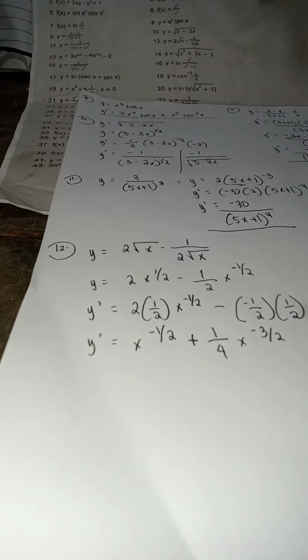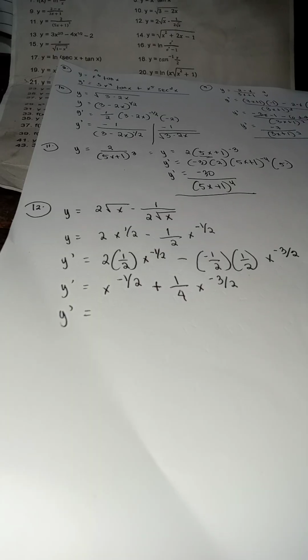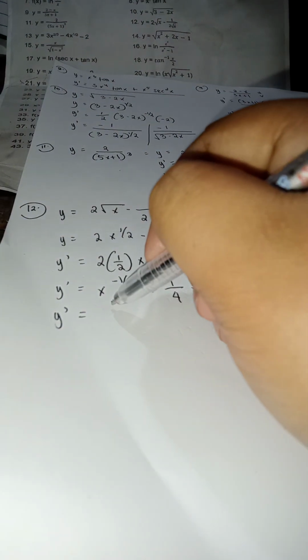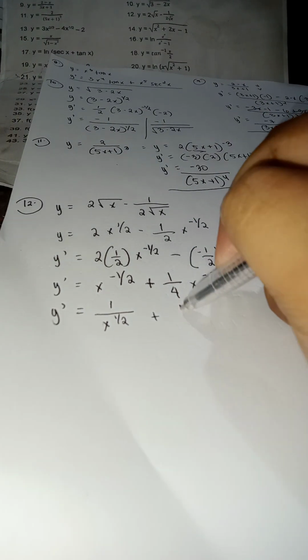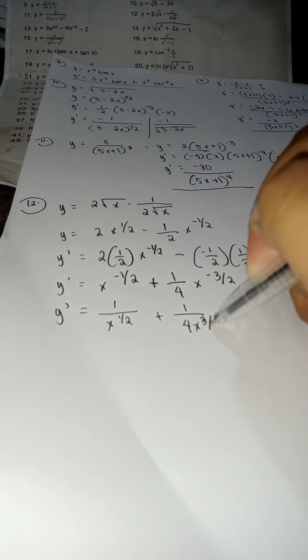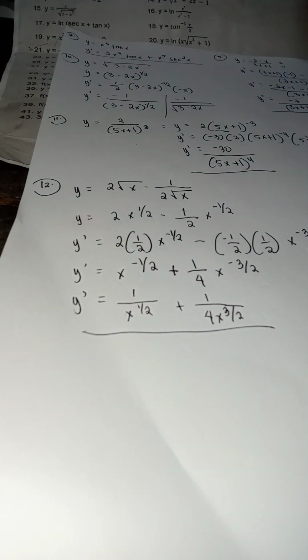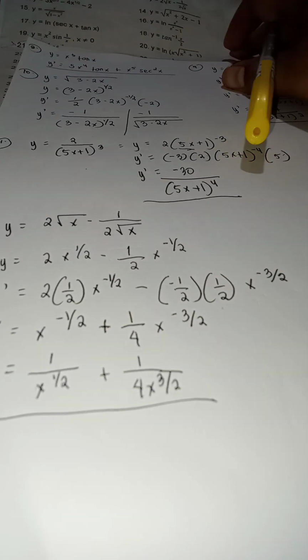So we have here the negative exponent. In order to make that negative exponent positive, we are going to transfer it to the denominator. So write with radical. So 1 over x to the 1 half plus 1 over 4x to the 3 over 2. So this is our final answer. Let's proceed with number 13.